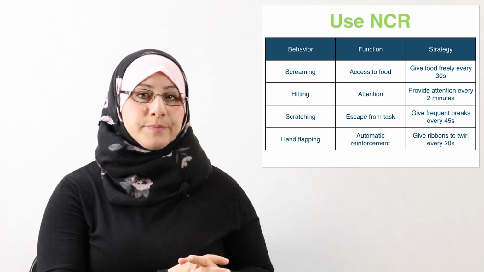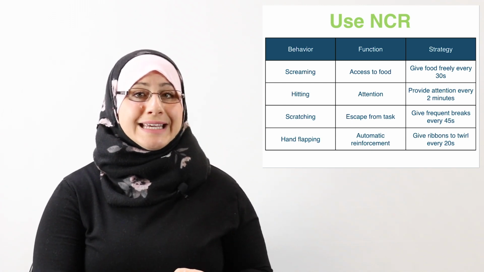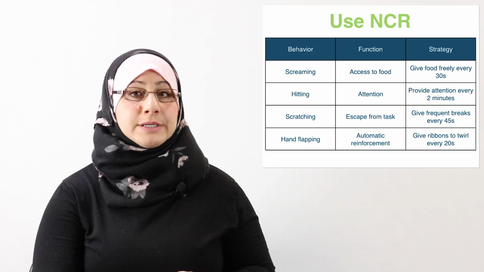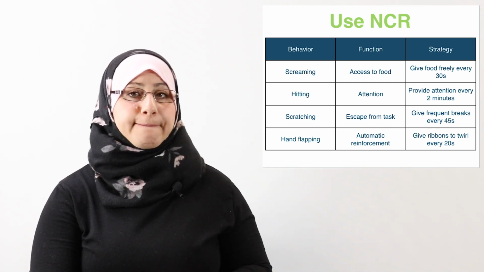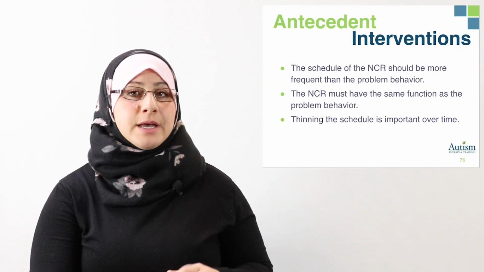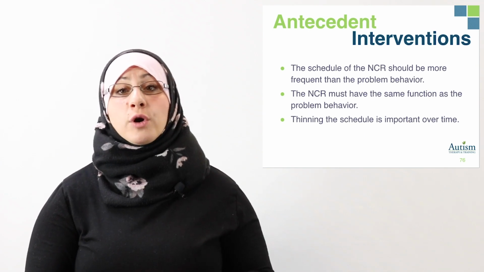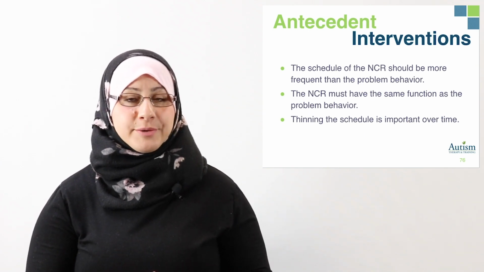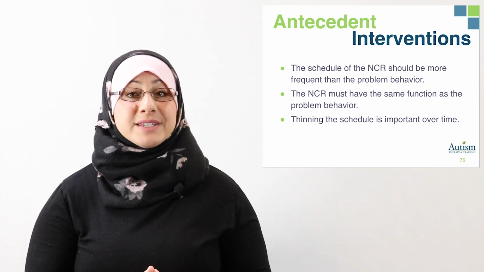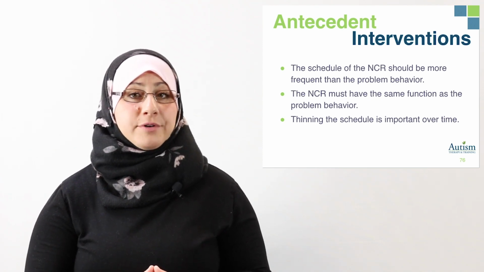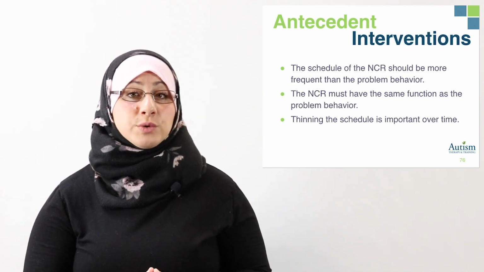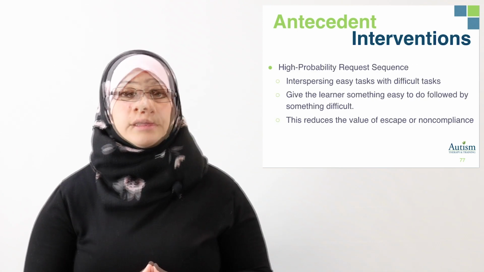So here's a chart. Look at the strategy and see how non-contingent reinforcement is being used. The schedule of NCR should be more frequent than the problem behavior. The NCR must have the same function as the problem behavior. Thinning the schedule is important over time.